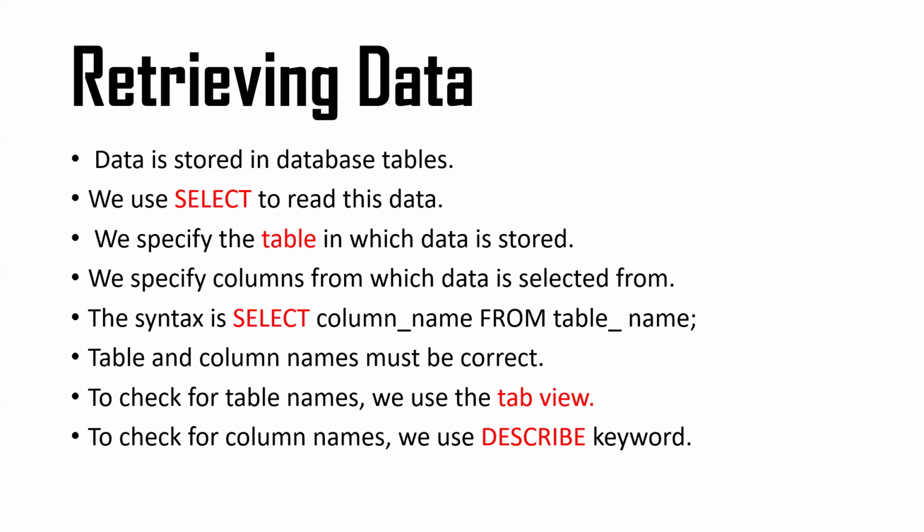So what is a table in simple terms? A table is a combination of rows and columns. That's it. So what is the syntax? The word syntax means what is the rule? The rule is you must start with the word select whenever you want to read the data, followed by the column name, and you must use the from keyword to specify the table from which you're fetching data.